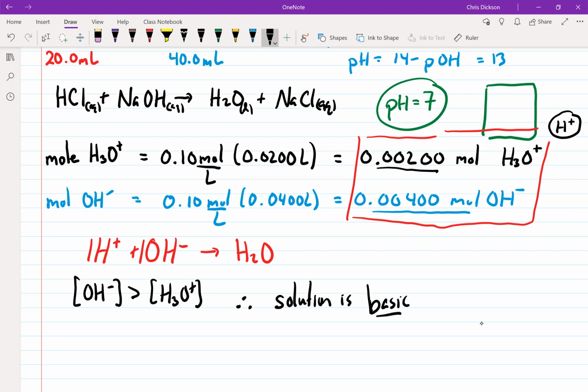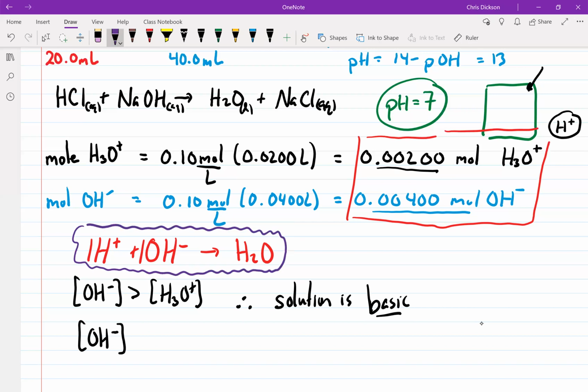Now, when we say basic, do we mean it's like 7.1 or 7.2, maybe 8? How close is it to the number we asked you to take a stab at here? So what we could do is figure out the concentration of the hydroxide after we mix the chemicals together. Using the idea that for every one proton or hydronium, we would react it with one hydroxide, we could find the moles of hydroxide that are in excess.